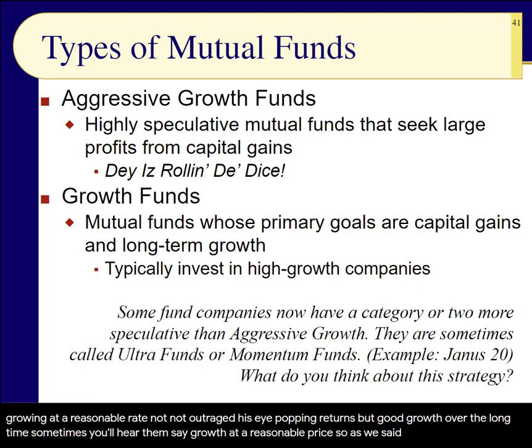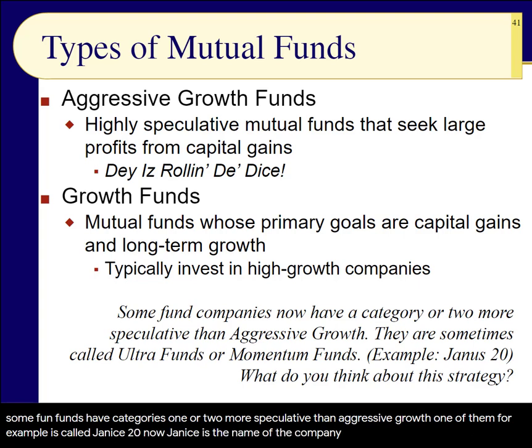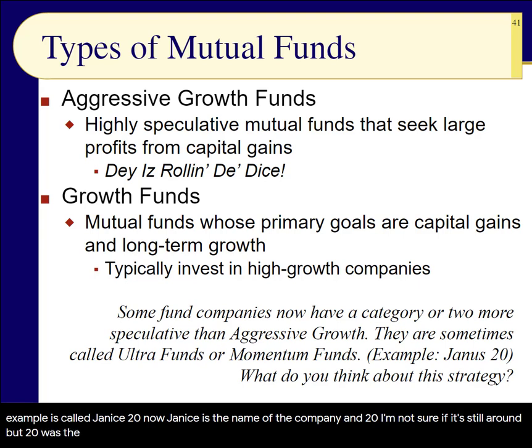So, as we said, let's read at the bottom. Some funds have categories one or two more speculative than aggressive growth. One of them, for example, is called Janus 20. Now, Janus is the name of the company, and 20, I'm not sure if it's still around, but 20 was the name of the mutual fund. Now, why did they call it 20? What's a silly name for a mutual fund, isn't it?